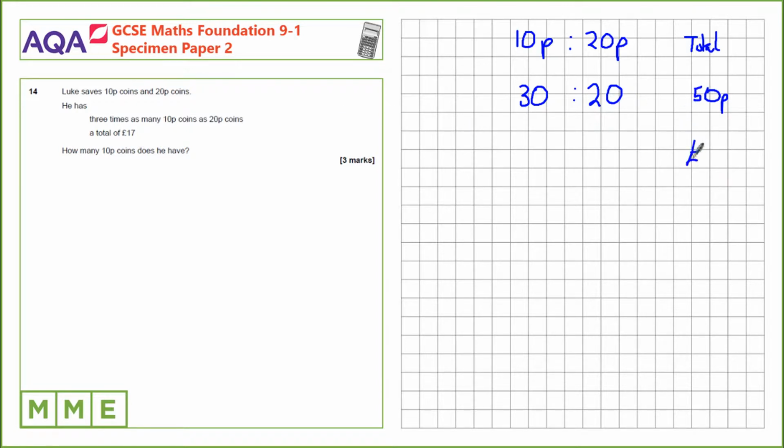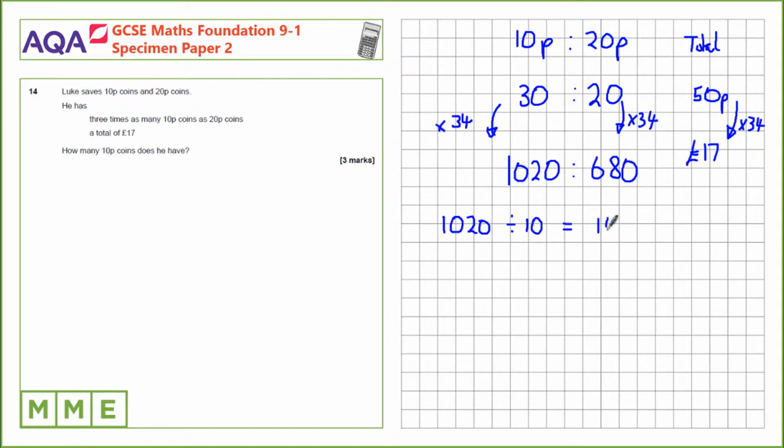We know that his full total is £17, so to get from 50 pence to £17, we need to multiply by 34. We can find that out if we need to by taking 17 and dividing it by 0.5, which would give 34. So let's multiply both sides of the ratio by 34 as well. On the left hand side, 30 times 34 is 1020, and 20 times 34 is 680. So we have 1020 pence in 10 pence pieces, so we just need to divide that by 10 pence to get the number of 10 pence pieces, which is 102.